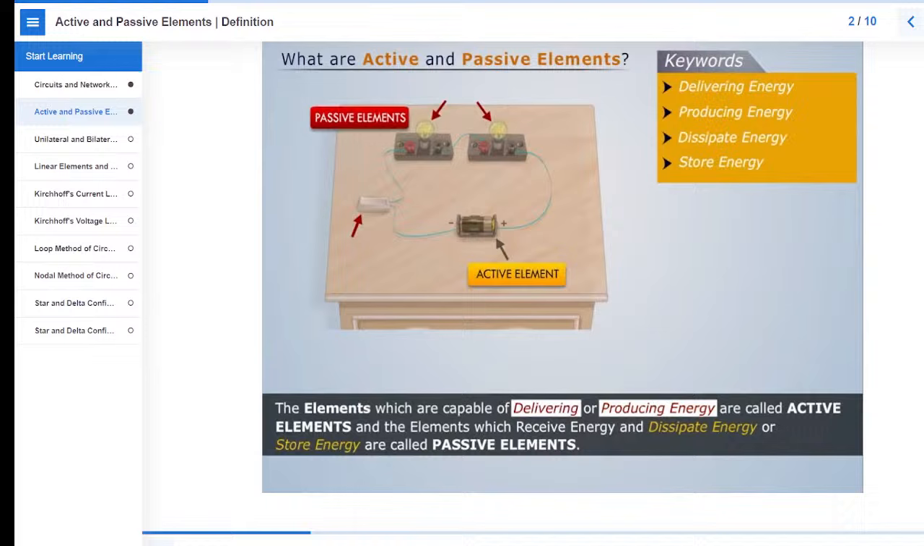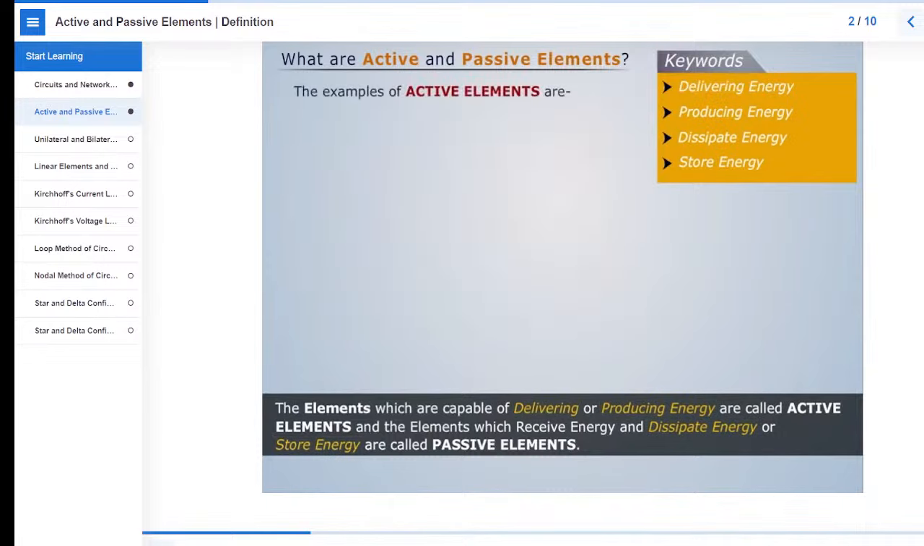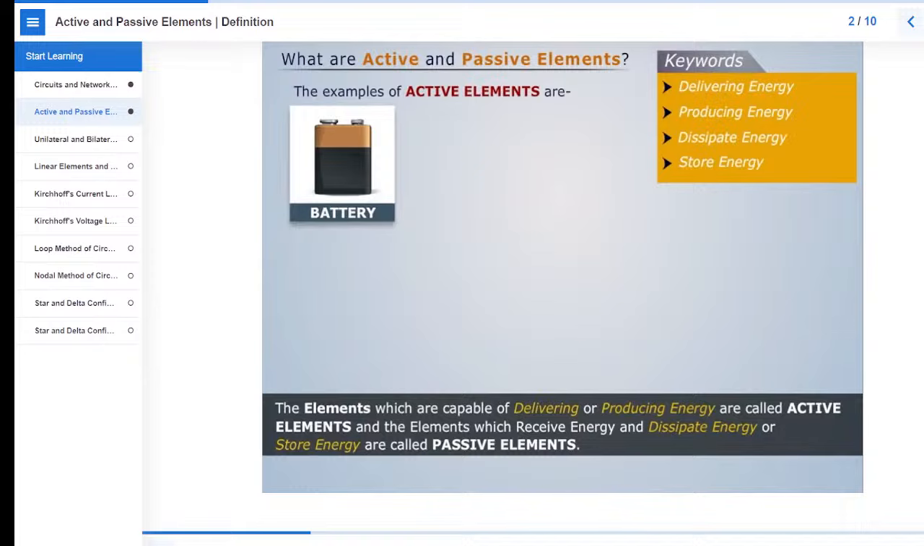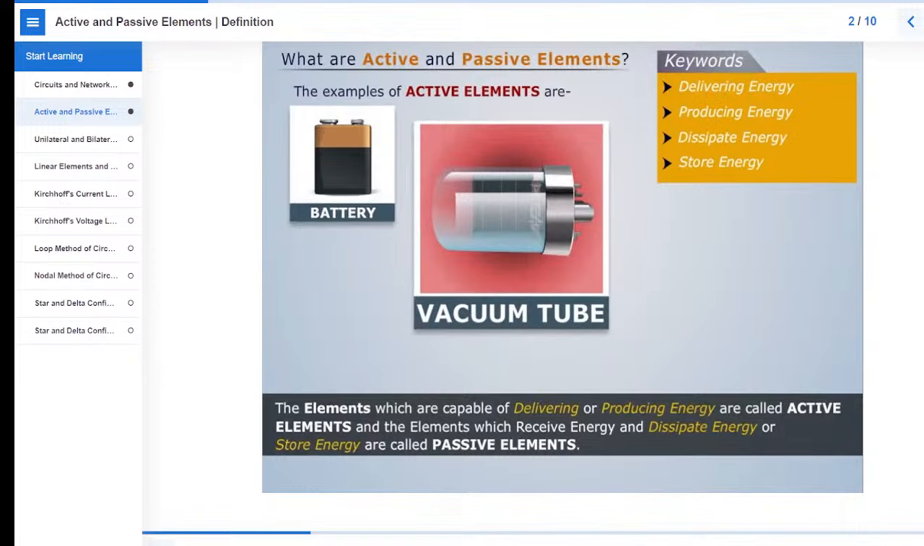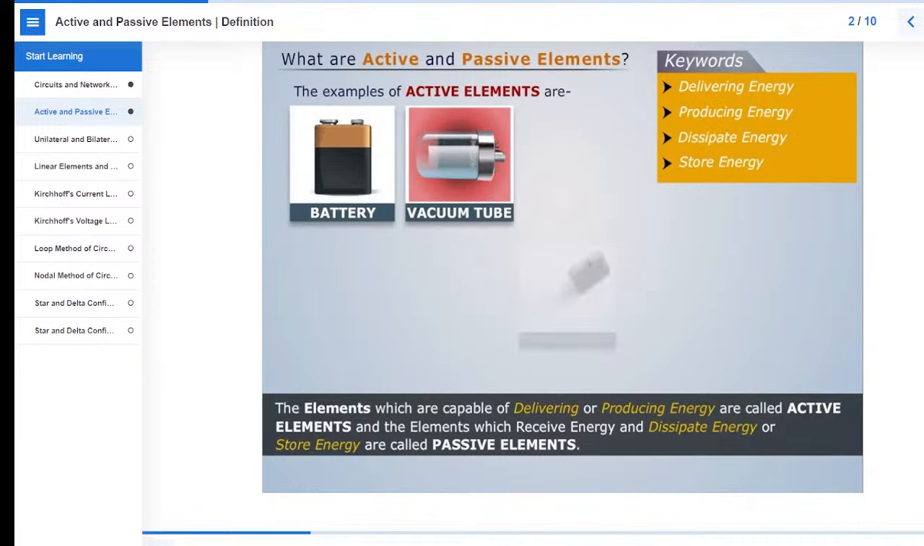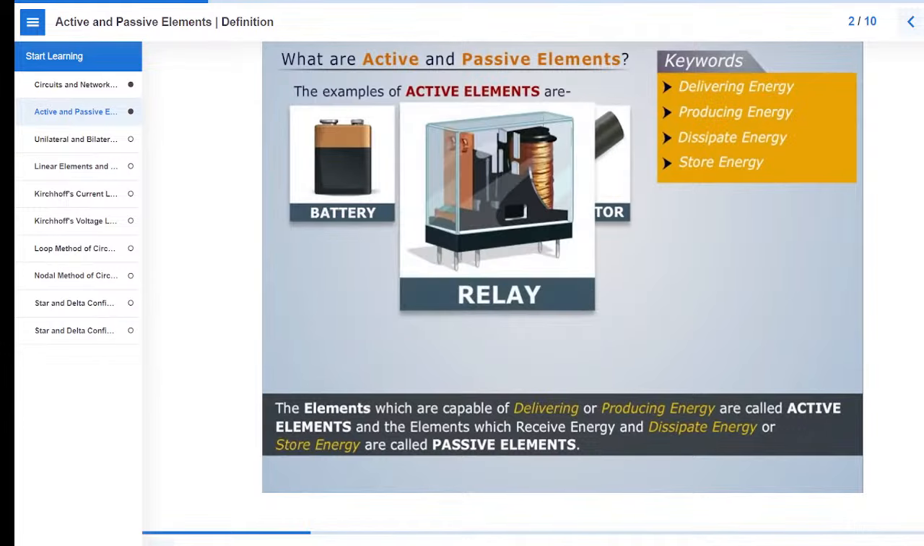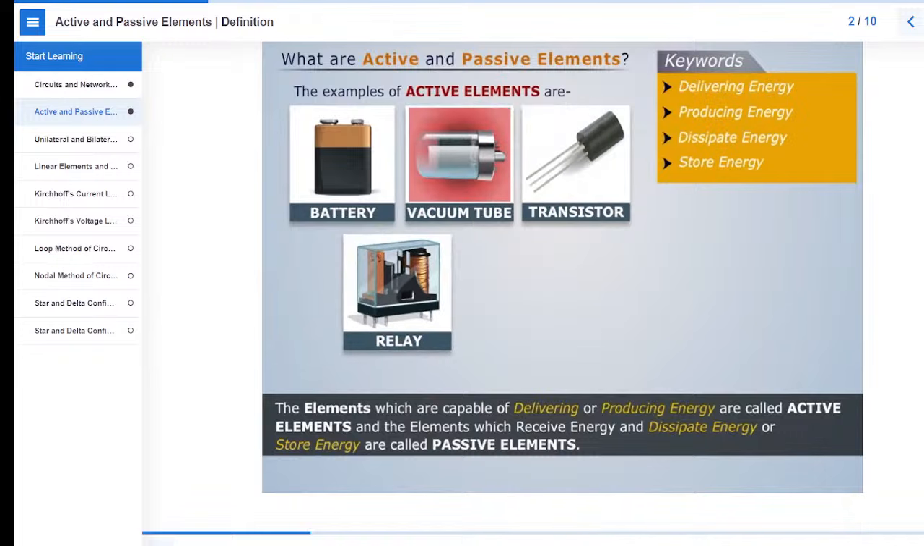Thus, the elements which are capable of delivering or producing energy are called active elements, and the elements which receive energy and dissipate energy or store energy are called passive elements. Some of the examples of active elements are battery, vacuum tube, transistor, relay, and solenoid.